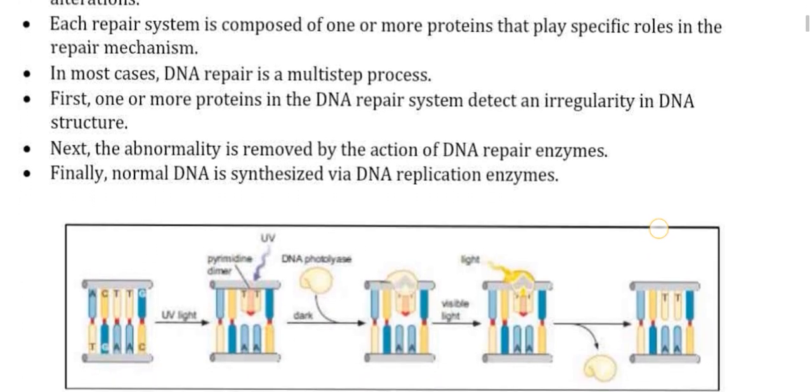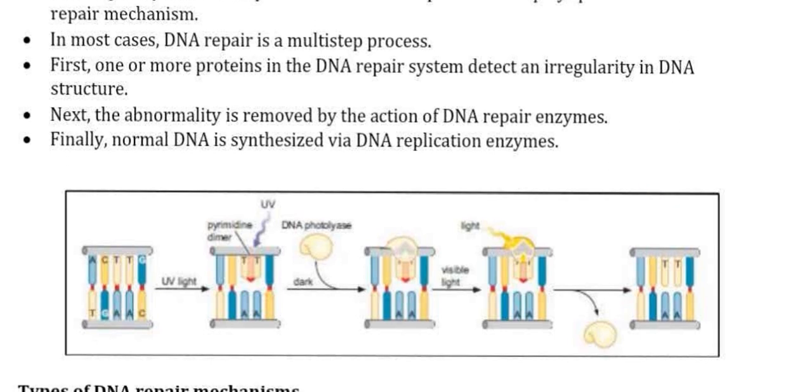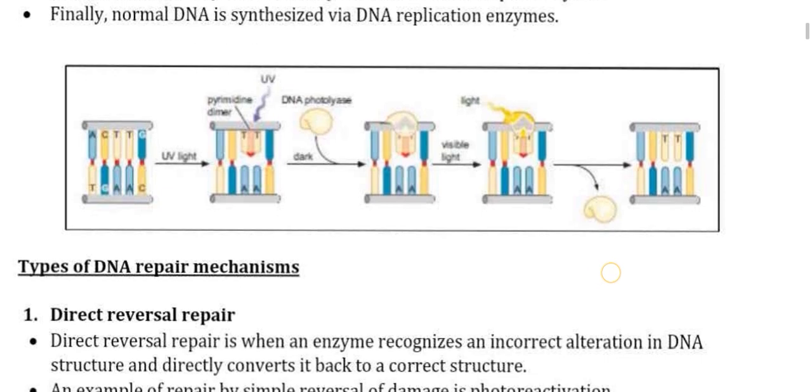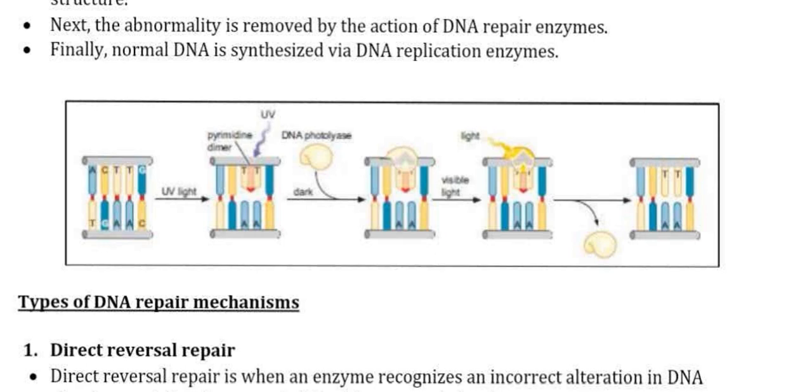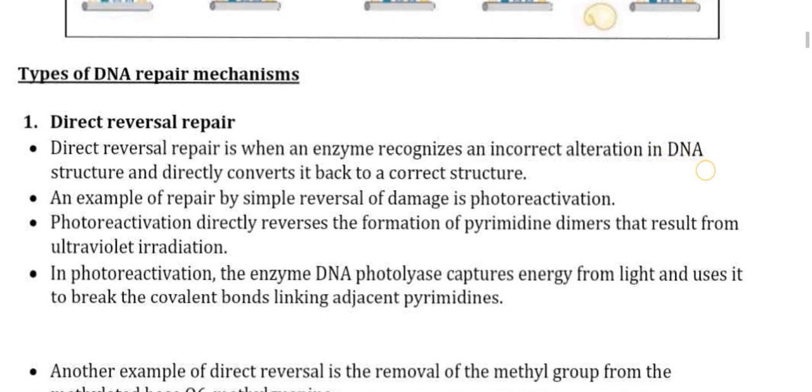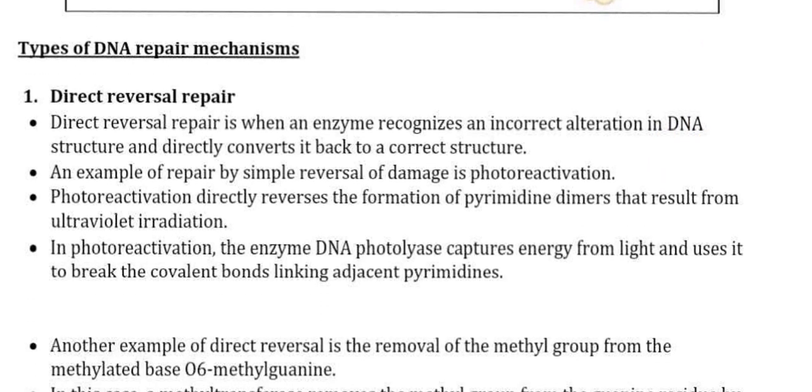In most cases, DNA repair is a multi-step process. First, one or more proteins in the DNA repair system detect an irregularity in DNA structure. Next, the abnormality is removed by the action of DNA repair enzymes. Finally, normal DNA is synthesized via DNA replication enzymes. So, UV light, pyrimidine dimer, DNA photolyase, visible light, like this DNA repair happens. So, types of DNA repair mechanisms. Direct reversal repair.